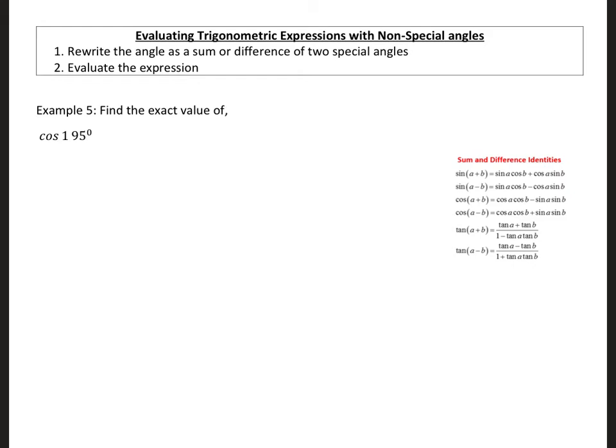This one is a little different. I'm told to find the exact value of cosine 195. And when you go to the unit circle, 195 is not given there. But what we can do is break this angle into two angles, and we could either add or subtract. So let me think of 195. This could be the same as cosine of 150 degrees plus 45 degrees. So that's one way to do it.